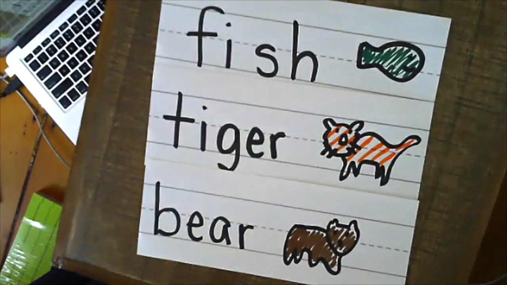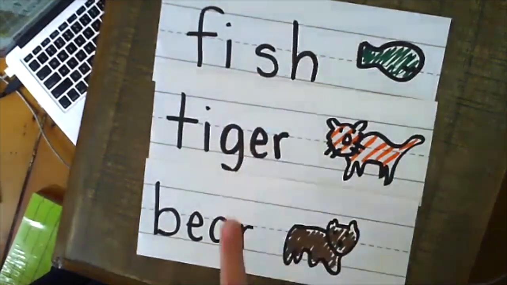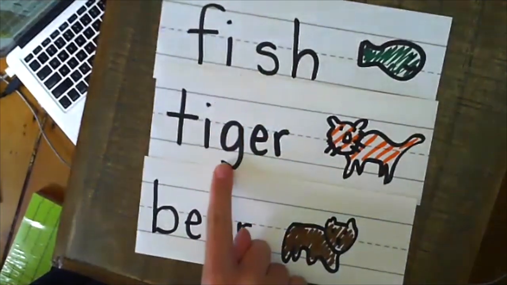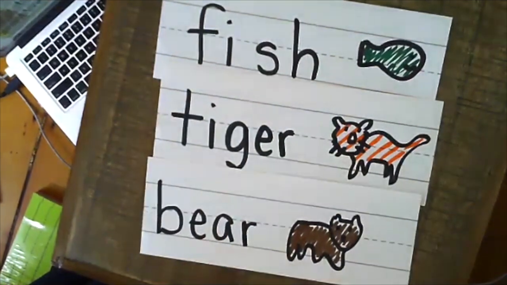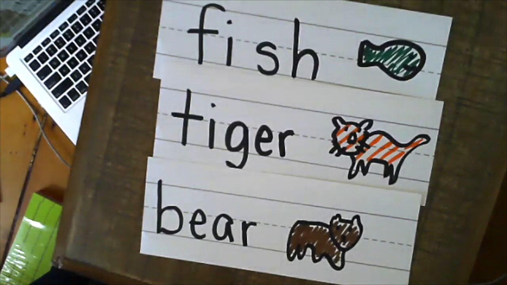Let's say and tap each word one time. Fish, tiger, bear. Again, fish, tiger, bear. Which word is longer? Which word tried to weaken our pointer power? Which word was a kryptonite word that tried to trick us into tapping it more than one time?